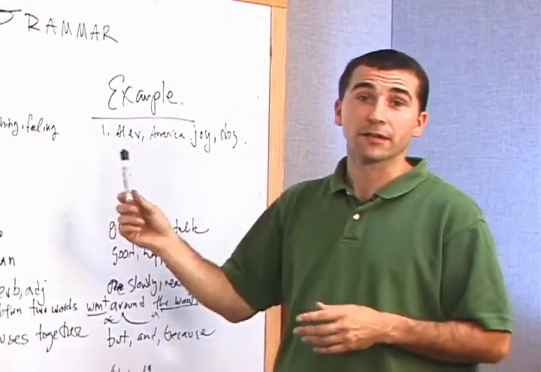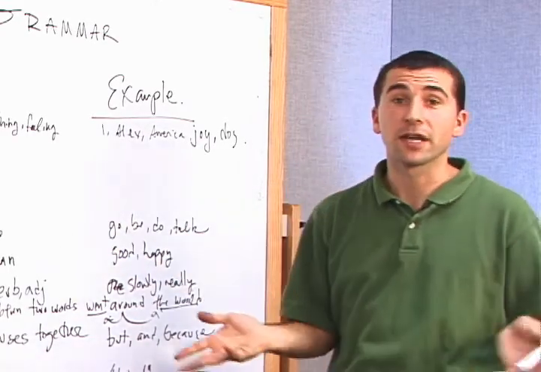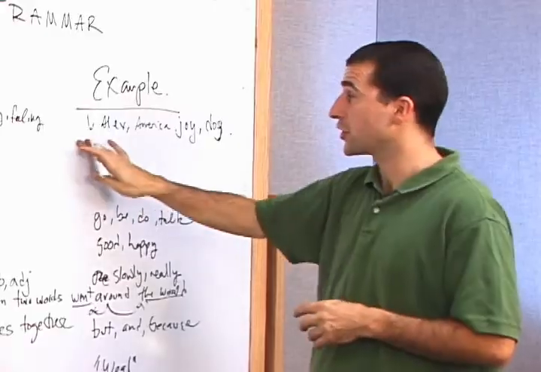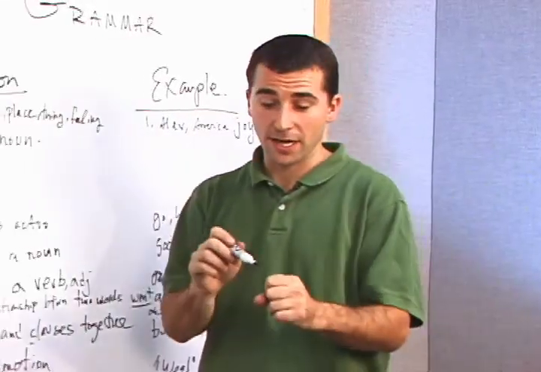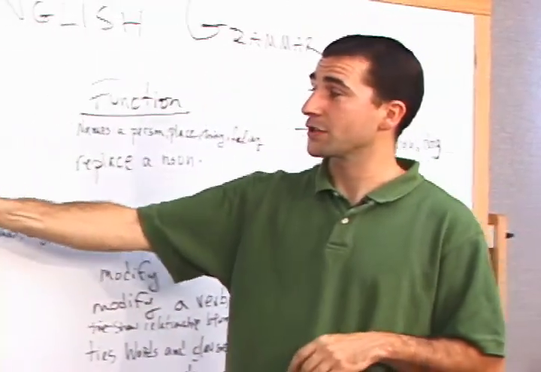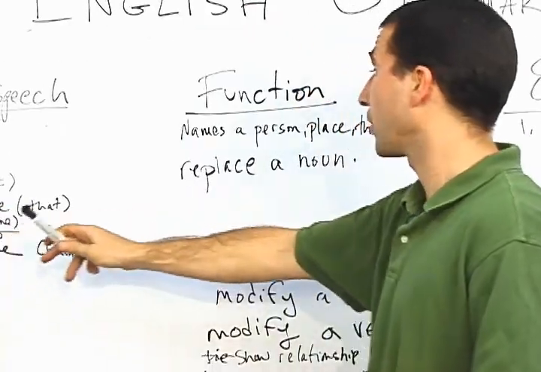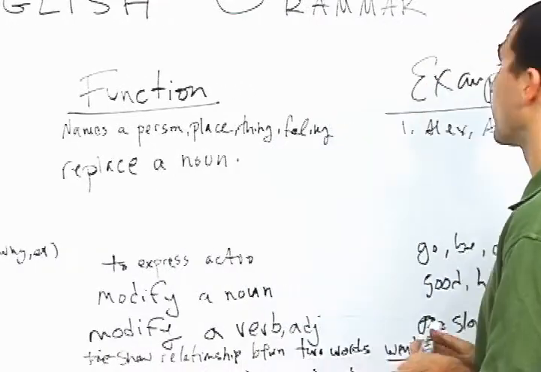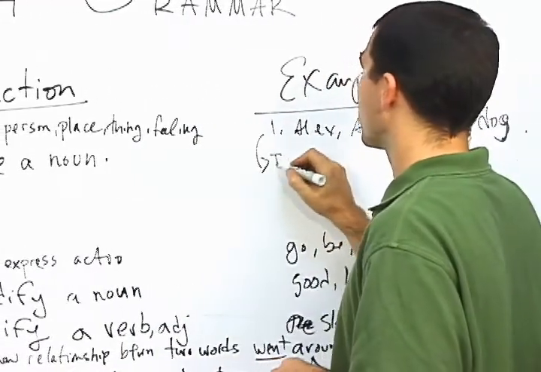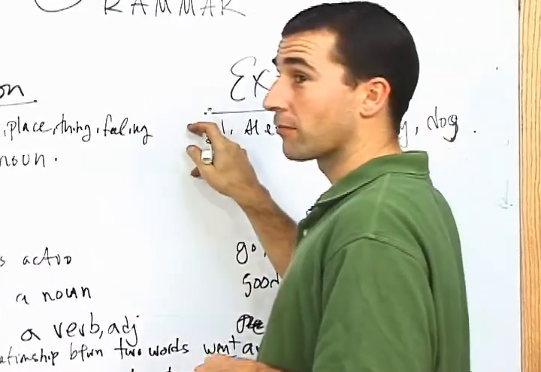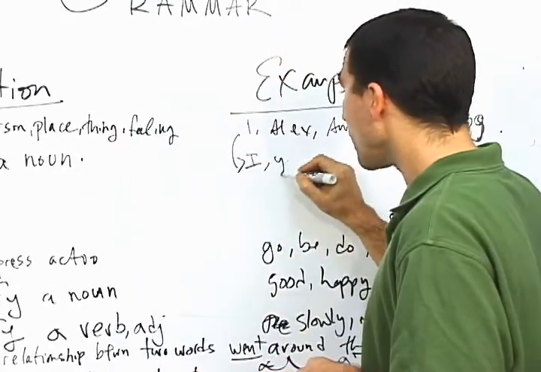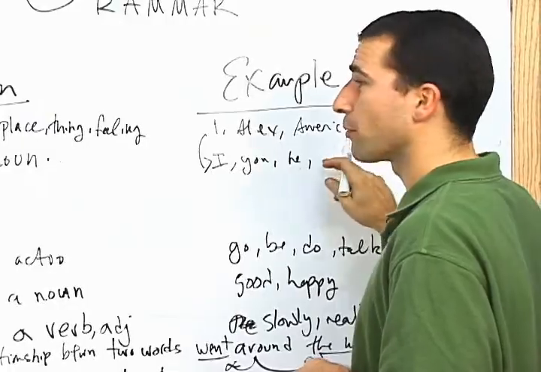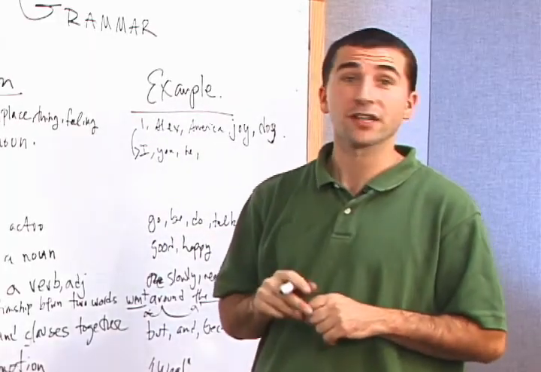Joy, a feeling. Joy is something that gets me out of bed in the morning. Or dog, which is a simple noun. These are all nouns. Now, when we talk about nouns, we can get very specific. This is a pronoun. We're going to talk about pronouns. The function of a pronoun is to replace a noun, an example of which is I, as mentioned before. I is a pronoun. You, he. These are the simple personal pronouns, and there's actually a bunch of different kinds of pronouns.